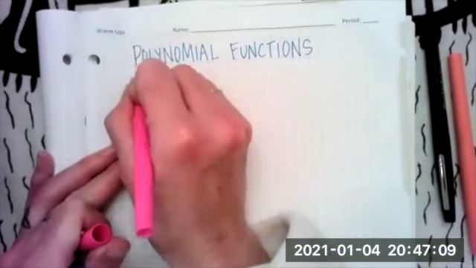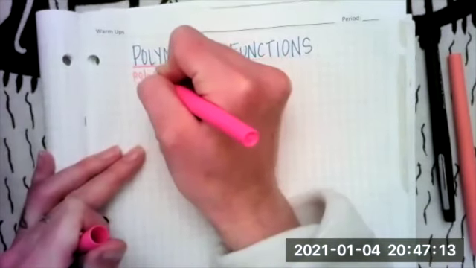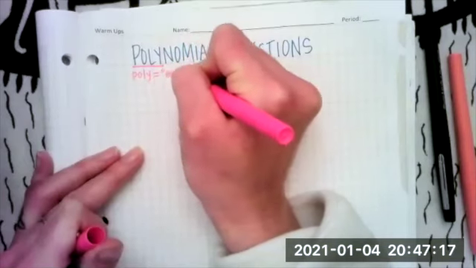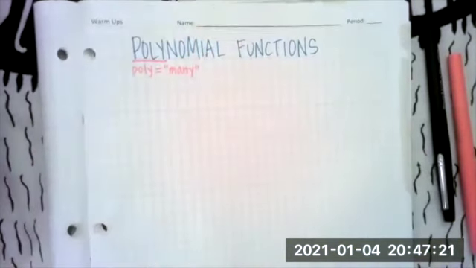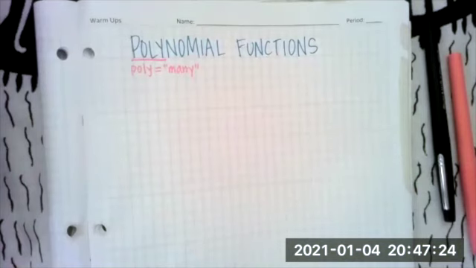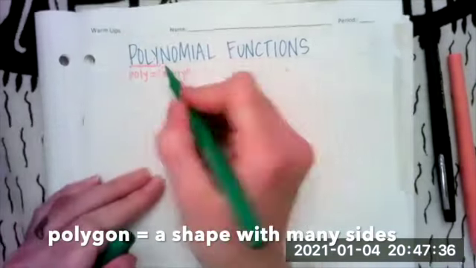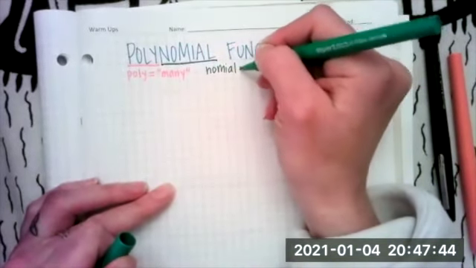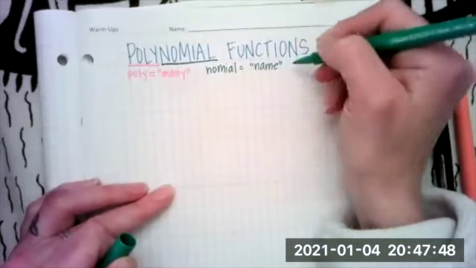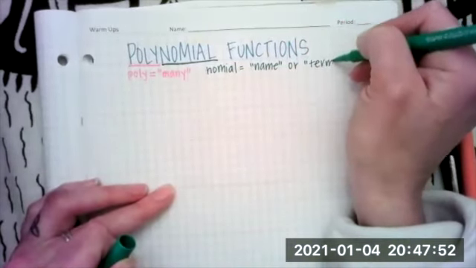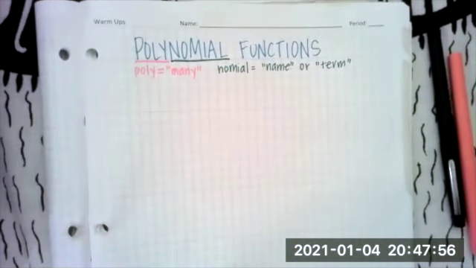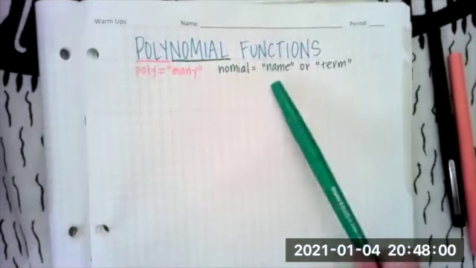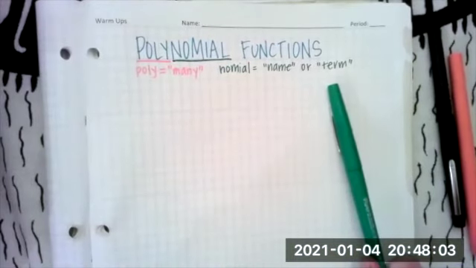The word poly, the root poly, means many. Someone who is polygamous has many spouses, for example. Can you think of another word that has poly in it that means many somethings? And then the word nomial refers to a name or a term. So polynomial functions are functions that go by many names and contain many terms.